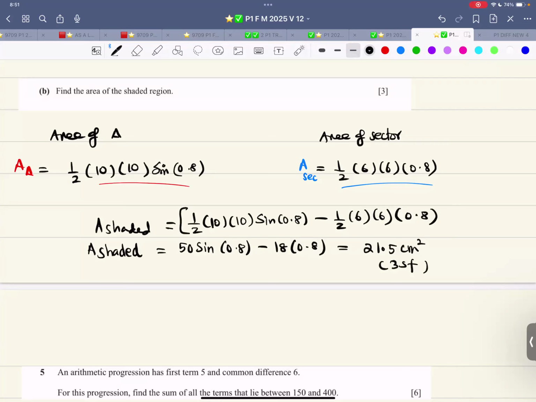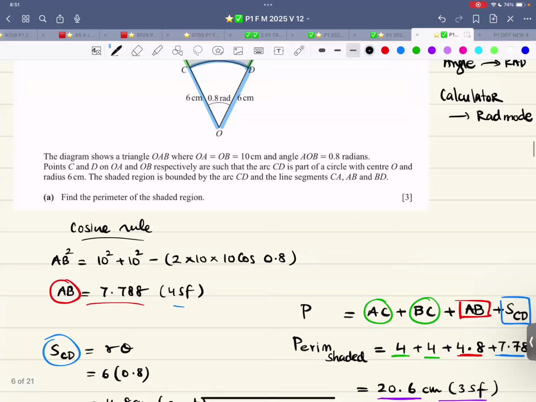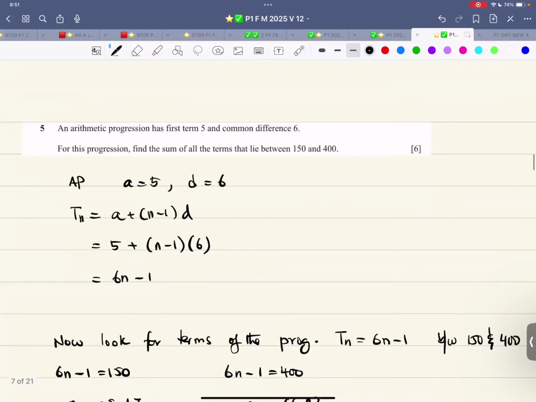You simplify, you subtract this thing. This becomes this, becomes this. Use a calculator, you get this answer. First write 4 significant figures, then write 3 SF. So now circular measure is also done.